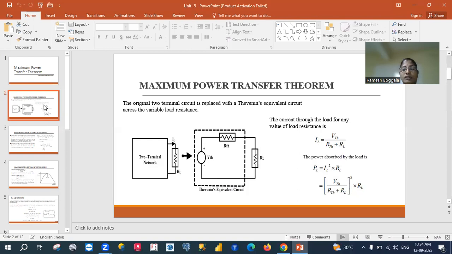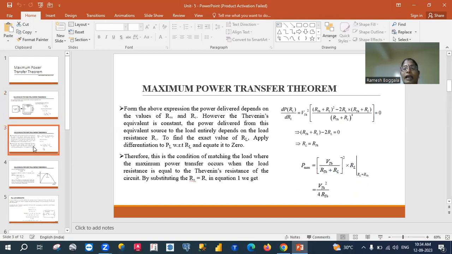Here, the power absorbed by the load, PL, equals IL square into RL. So IL square is Thevenin voltage divided by Thevenin resistance plus RL, whole square, into RL. From the above expression, the power delivered depends upon the values of RTH and RL.